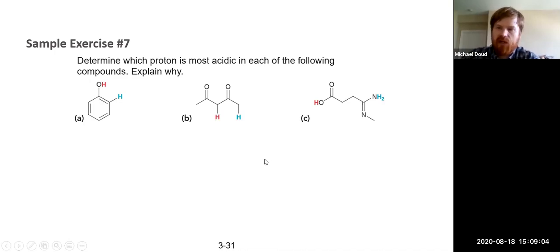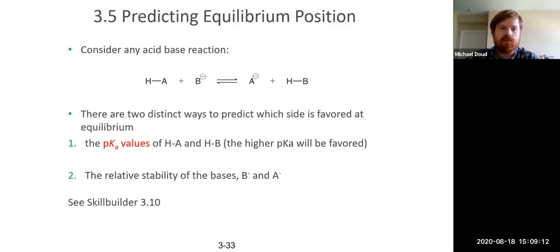You can move to the sample exercise video when you're done, and you'll figure out which of these protons is the most acidic, and more importantly, explain why using your own words. Okay, so remember, this is kind of summing up everything. We predict equilibrium position. We have two separate ways that we can figure it out. We can either determine using the pKa values of HA versus HB, so the acid versus the conjugate acid. Whichever one has the higher pKa will be favored. Or we can figure out the relative stability of the bases, the base or the conjugate base. And what we know is the more stable conjugate base is going to be favored at equilibrium.